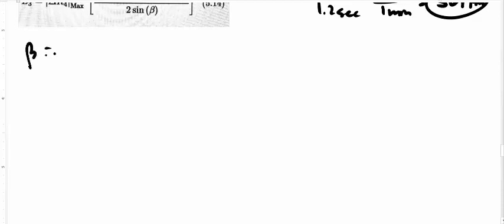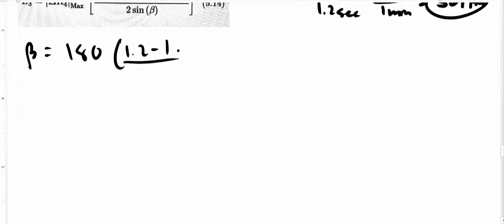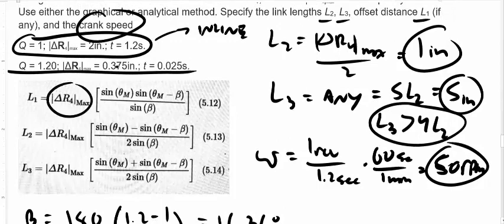We can get a beta pretty quickly. 180 times 1.2 minus 1, because the Q is given to us as 1.2, and then on the bottom we have 1.2 plus 1. This is going to equal 16.36 degrees. Hopefully you can see what we need. We do have delta R4 already, which is 0.375. We just found the beta, so the only thing that we need is theta m.